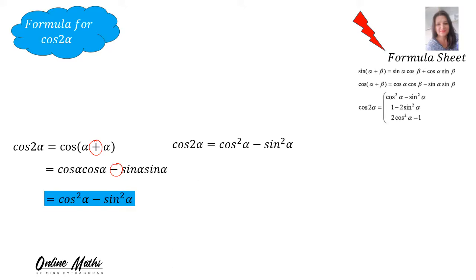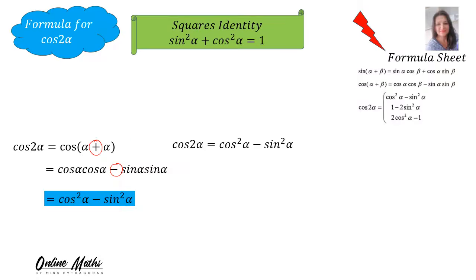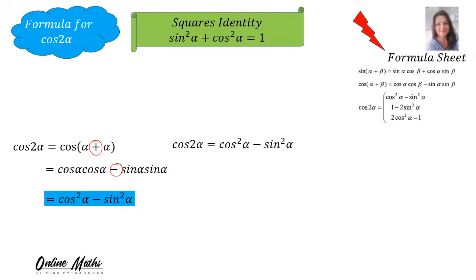So let's go to the next one. We use the cos 2 alpha, the double angle cos squared alpha minus sin squared alpha, to get to the other ones. But there's something from grade 11 that we call the squares identity. Sin squared alpha plus cos squared alpha is equal to 1. And remember, you can make sin squared alpha the subject of the formula by letting cos squared alpha walk across.